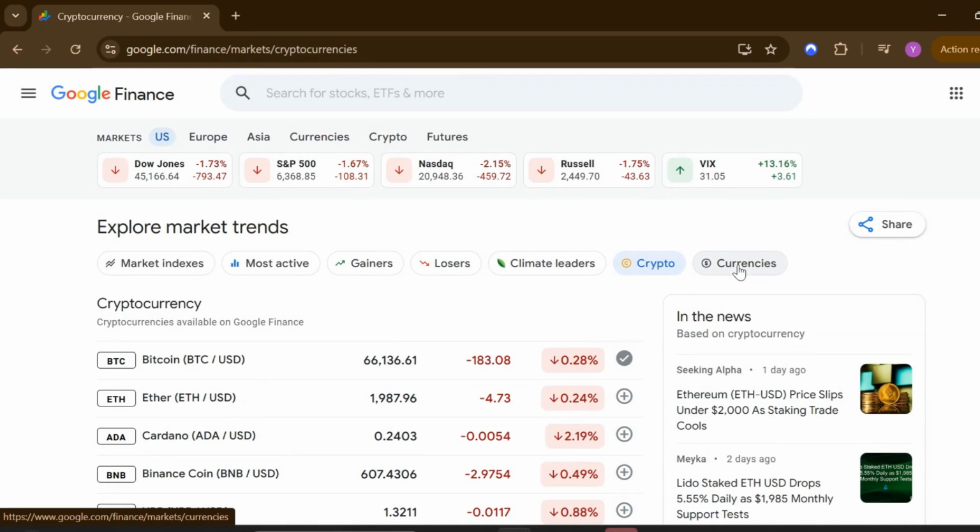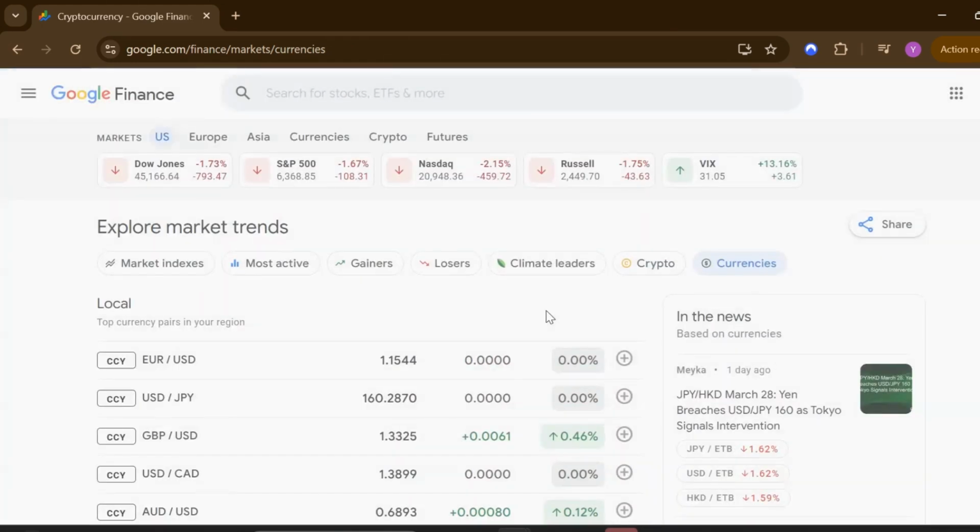This makes it really easy for me to switch between categories and get a complete overview without needing multiple platforms or tools. What I like most about this feature is how organized and beginner-friendly it is. Everything is clearly laid out, updated regularly, and easy to understand, whether I'm doing quick research or just staying informed about current trends. So yeah, that's how I explore different market trends on Google Finance. It's very simple, very straightforward, and incredibly useful once you start using it regularly.